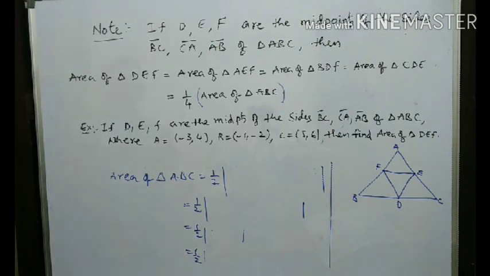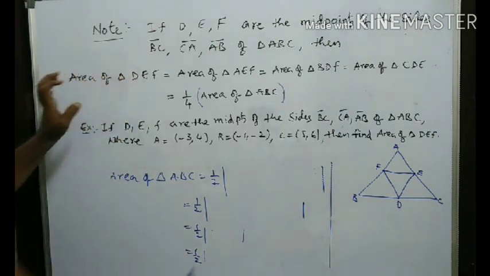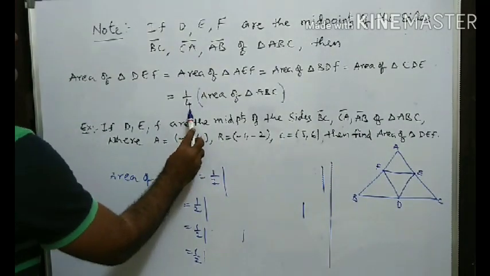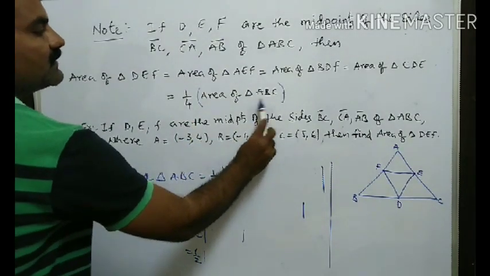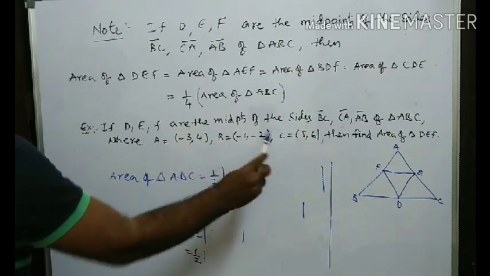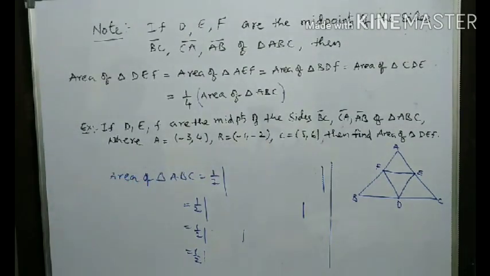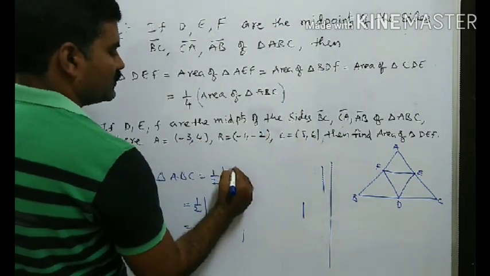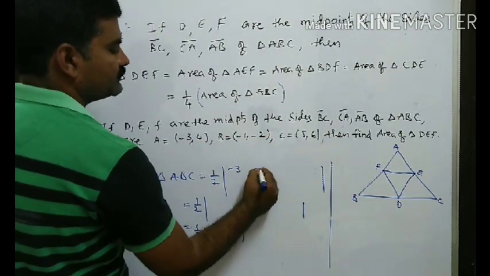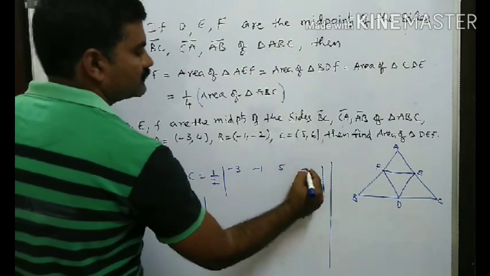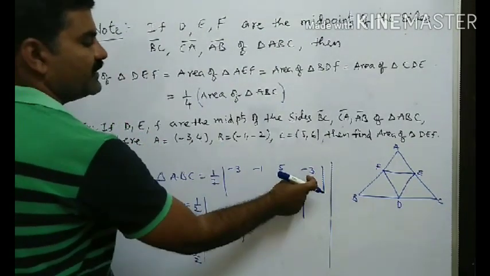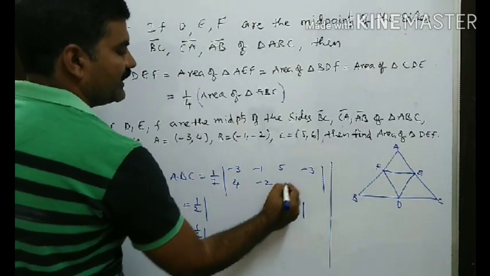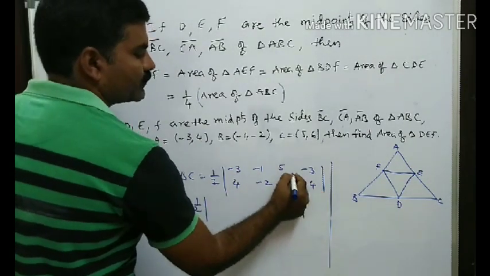So that's why we use this concept. If I want the area of triangle DEF, it is equal to 1/4 of the area of triangle ABC. Since A, B, C are given, let me first find the area of triangle ABC. So write all x coordinates. The first one should be repeated again. Now coming to y coordinates: 4, -2, 6 and 4.